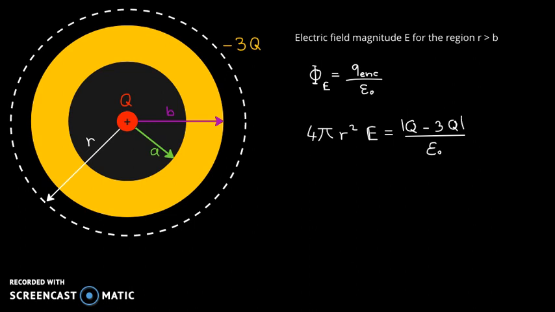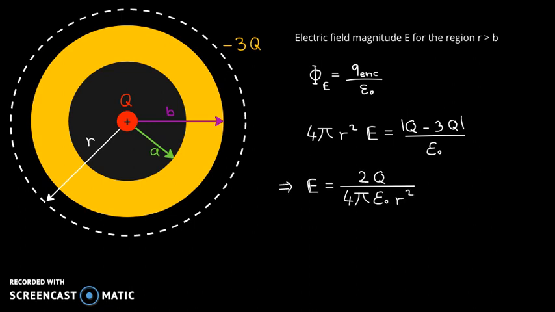Now note that I have absolute value signs around Q enclosed. Why? Because in this problem, capital E is defined as the magnitude of the electric field, so I'm keeping everything positive. So the absolute value of the enclosed charge is going to be equal to 2 times capital Q without the negative sign. Now let's rearrange our equation and isolate E.